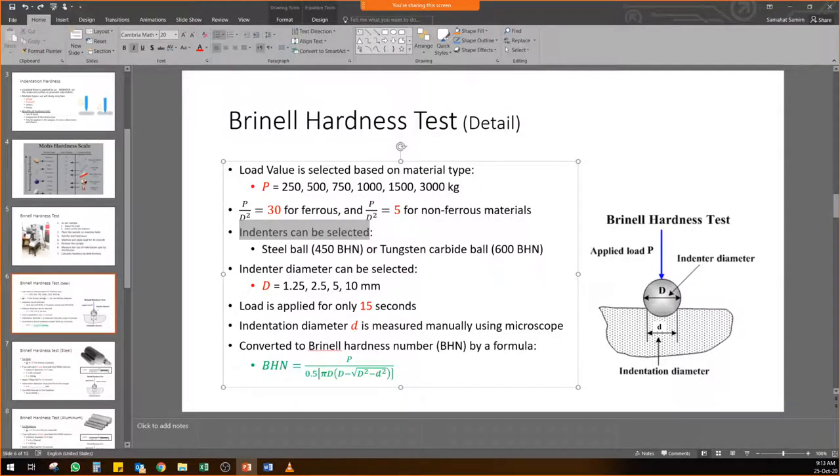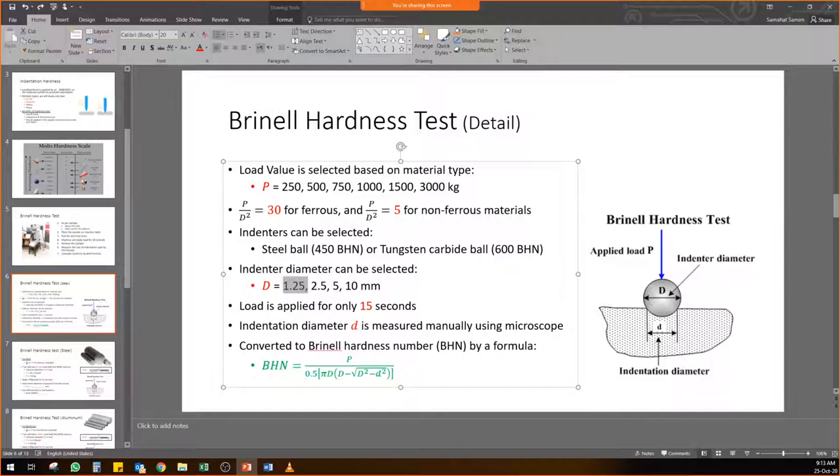So indenters can also be selected. There are many types of indenters. There is steel ball which has a hardness of 450, and there is tungsten carbide ball which has a hardness number of 600. How do you select the indenter? You need to select the indenter based on the material you are testing. If you are testing diamond, for sure you cannot use these indenters. It needs to be a harder indenter. The indenter diameters are also available in many types.